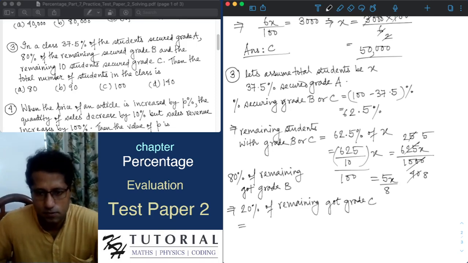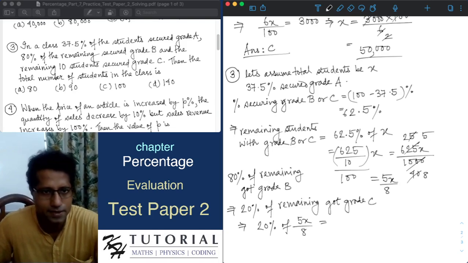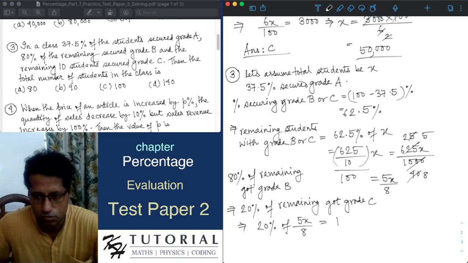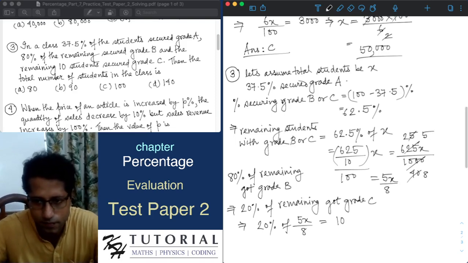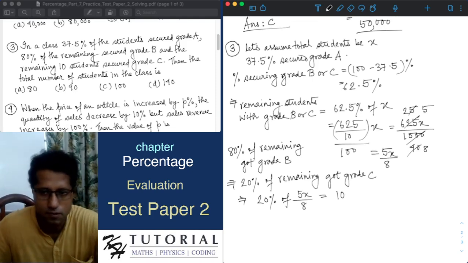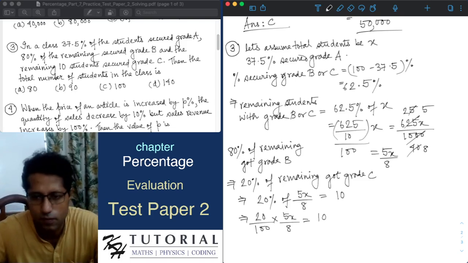So this implies now that 20% of the remaining is 5x by 8. It is given that the remaining 10 students secured grade C. So 10 is the number of students who secured grade C, which should be 20% of the remaining, which is 20% of 5x by 8. So this implies 20% of 5x by 8 is 20 by 100 multiplied by 5x by 8. This is given equal to 10.